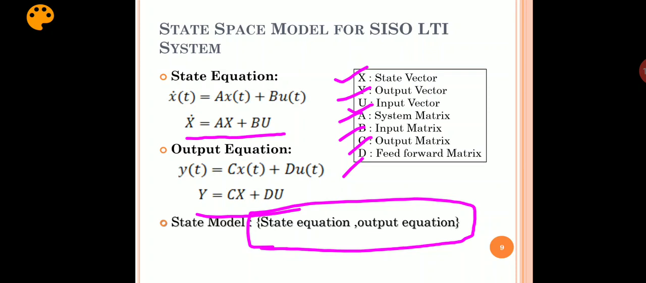So for now you need to just remember that the state equation is always x dot is equal to Ax plus Bu, where A, B, C and D are all matrices. What you need to remember is x is the state variable vector, y is the output, u is the input. A, B, C, D are all the matrices. These are the different names given to those matrices.